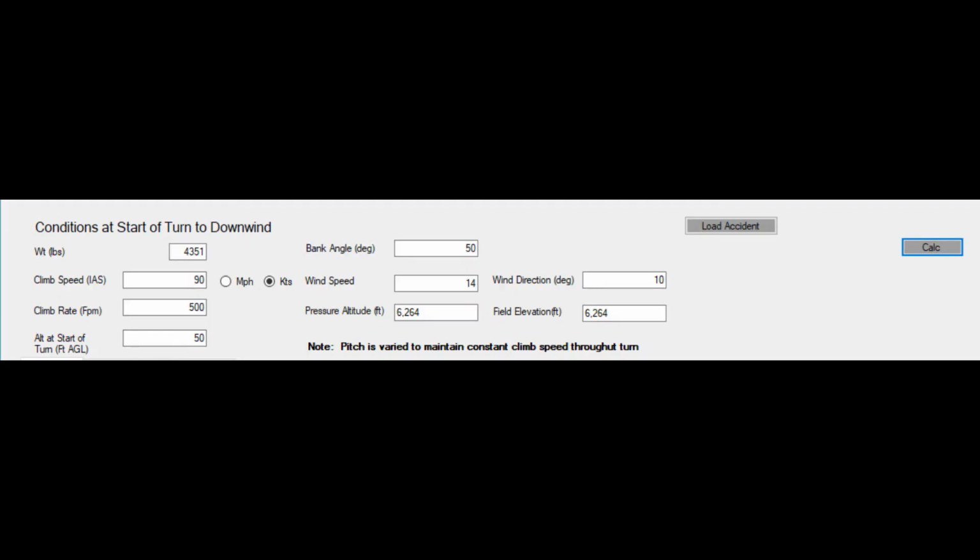This is the user interface for the energy state algorithm, and as you can see, it's pretty straightforward. What we see here is the first part of the text output from the computer program. It takes all the information we've entered into that user interface, translates it into engineering units, and also calculates the initial starting point of the aircraft at the start of the turn.